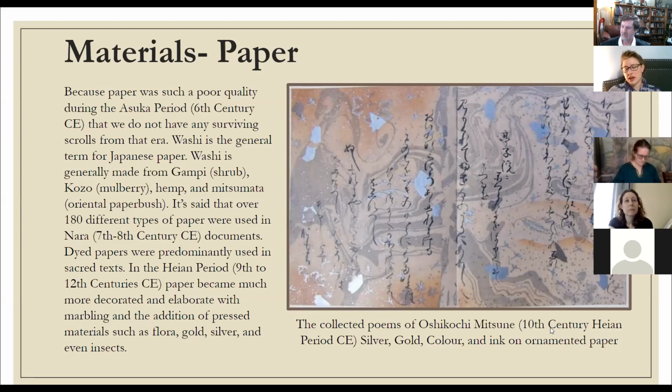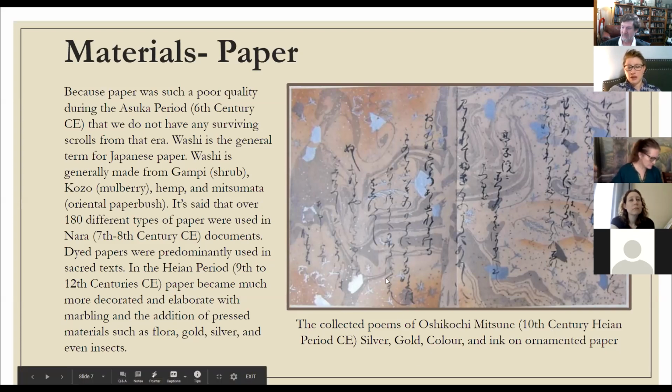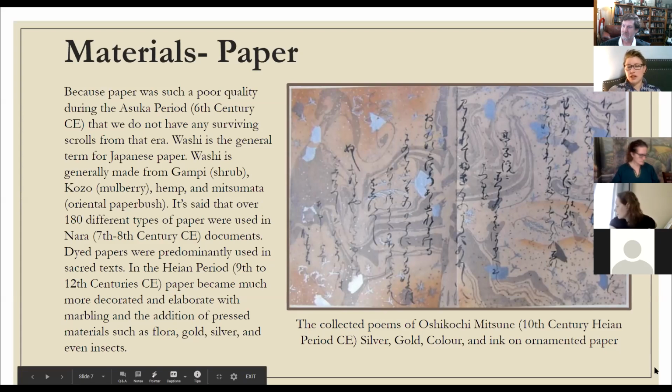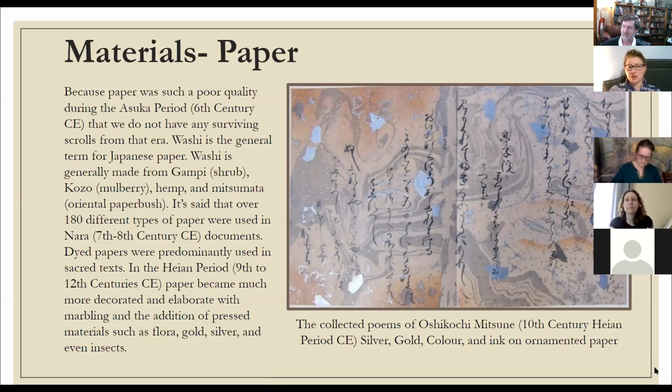So you can see that on this example on the right, but they also have flecks of silver and gold. And in addition to those flecks, they've painted little, down here in the middle, little maple leaves and other types of leaves and a few birds here and there. So it was really an in-depth art form more than just making paper.